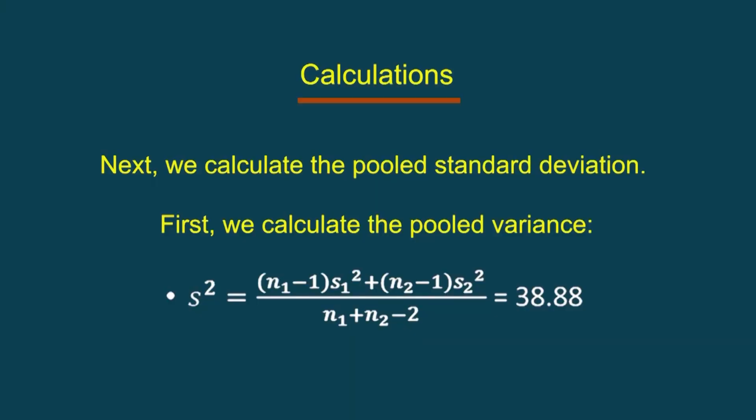Next, we calculate the pooled standard deviation. But before calculating the pooled standard deviation, we will calculate the pooled variance, which is S square. We already know the formula. It is (N1 minus 1) times S1 square plus (N2 minus 1) times S2 square, the whole thing divided by N1 plus N2 minus 2. And for our data, it is coming out as 38.88.